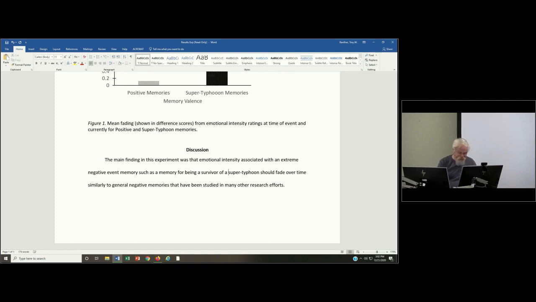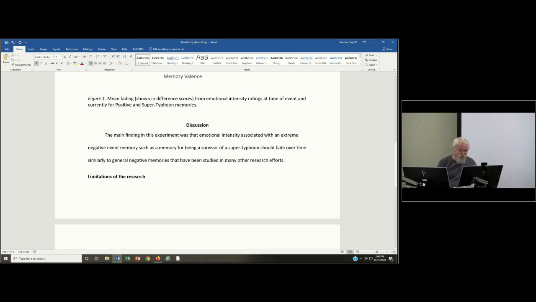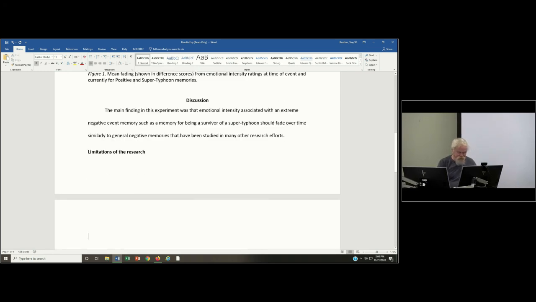And then we have the limitations of the research section. You can talk about whatever limitations there were, and then directions for future research. So again, we have these three sections of a discussion.